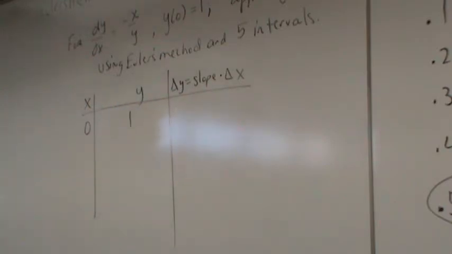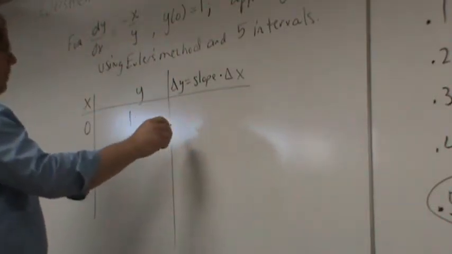What are you guys getting for delta x? What's my delta x in this situation? Good, you guys getting 0.2? Because you're going to go from 0 to 1 with only 5 intervals. So that's 0.2 per interval. So that was an important thing for you guys to get.